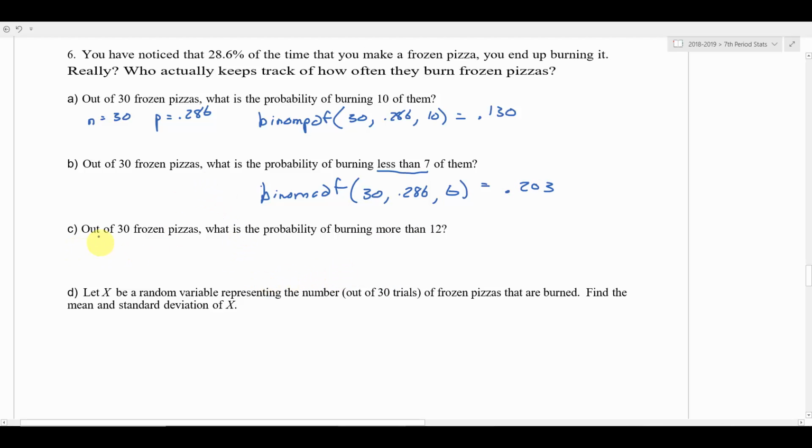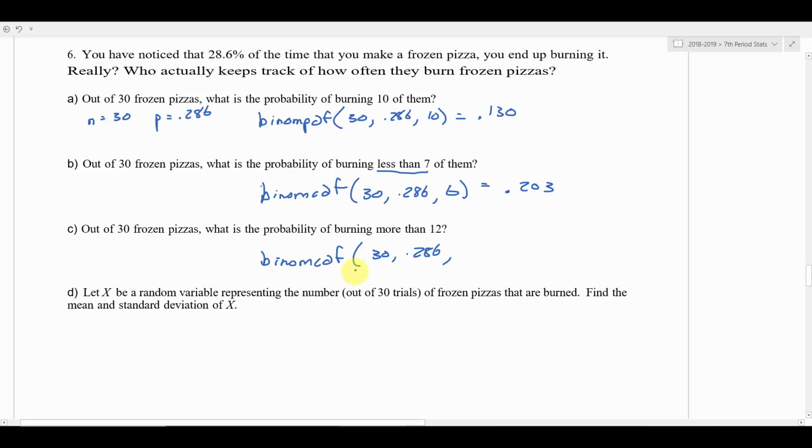Right, so out of 30 frozen pizzas, what's the probability of burning more than 12? All right, so we're going to do this with another binom CDF. We're going to do binom CDF 30, 0.286. That all stays the same. But because we're doing a more than, we want to add everything up after 12. So we went from 13 all the way up to 30 for this distribution.